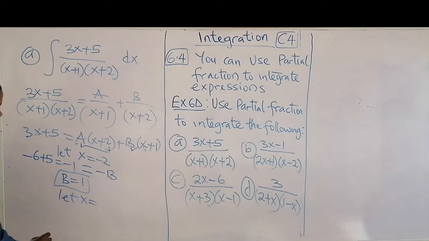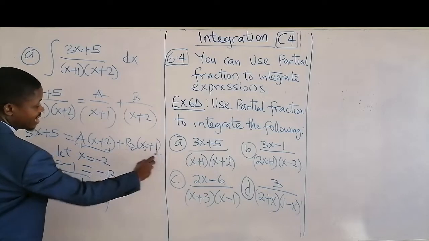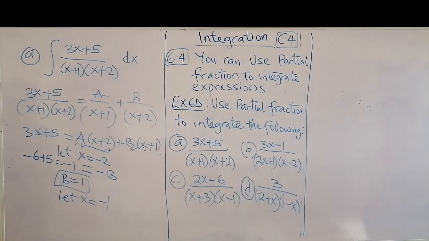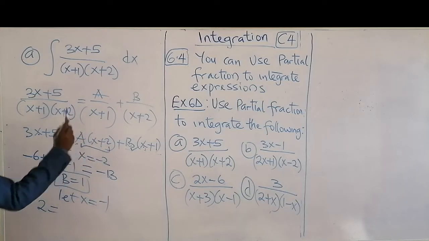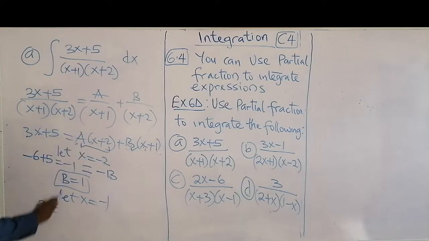Let x be equal to minus 1, so that this expression can cancel and I get my A. So 3 times minus 1 plus 5, that's 2, equal to this one, minus 1 plus 2, that's 1 times A. So A is 2.